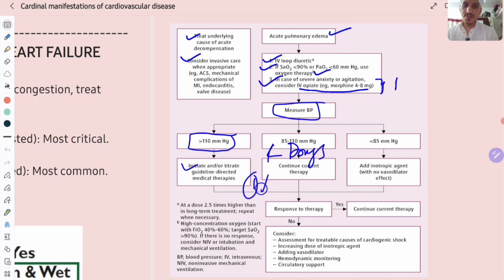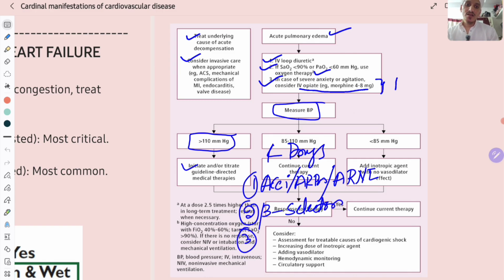Number 1, ACE inhibitors, ARBs, or ARNIs, angiotensin receptor neprilysin inhibitor. Number 2, beta blockers, cardioselective beta blockers, vasodilating particularly. Okay. Number 3, SGLT2 inhibitors. Okay. And number 4 is mineralocorticoid antagonist. The example, spironolactone.